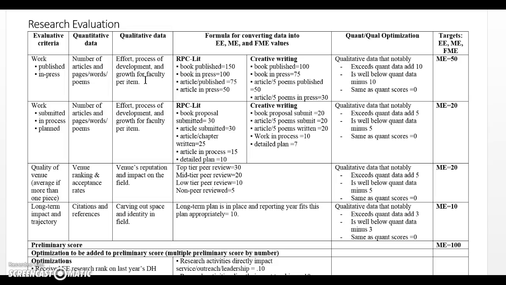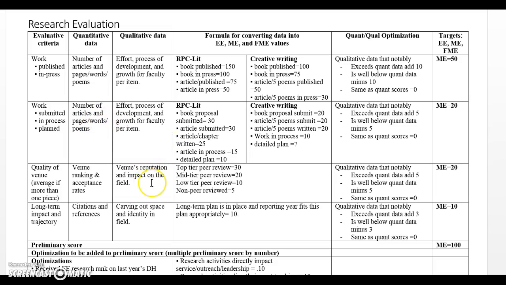And so sometimes it's not that difficult for me to publish. It's not the same research, but I take my same data and I apply it in different contexts. That's very different than starting from scratch. And so I want to hear the qualitative data of the work that you published, the work that's in press, also the work that's submitted, in process, and planned. This helps me understand the actual quantitative data.